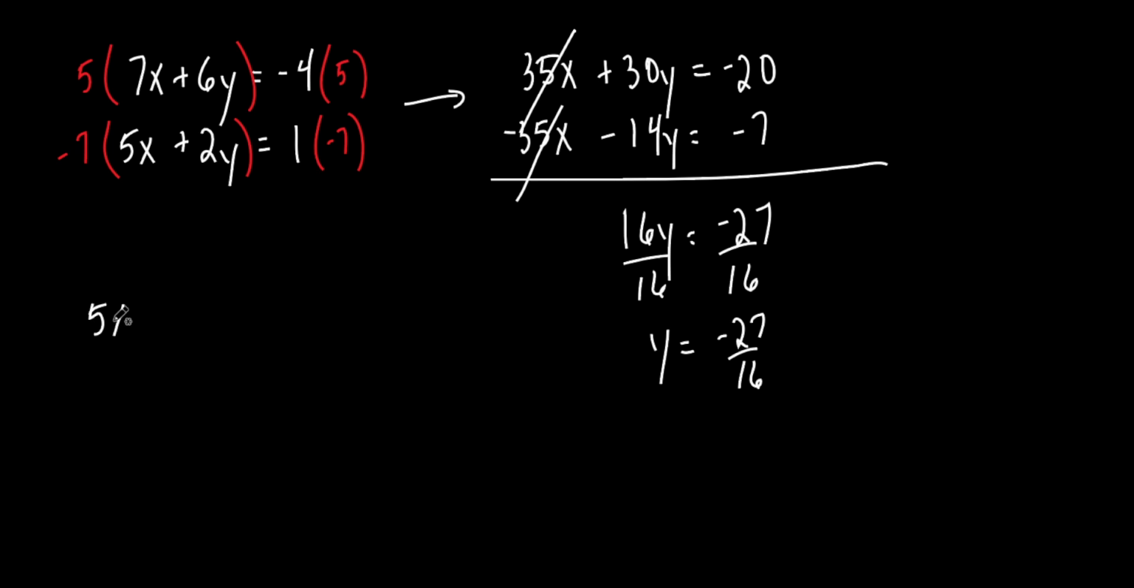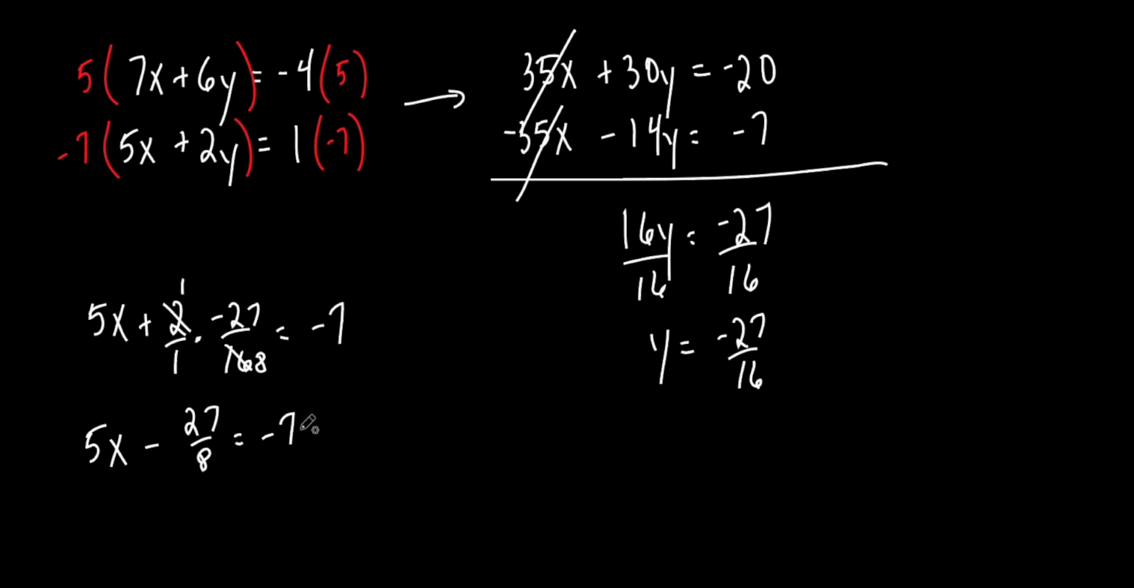So I've got 5x plus 2y. So it's 2 over 1 times y, which is negative 27 over 16, equals negative 7. All right, drop down the 5x. Something happens here that didn't happen in the other one. The 2 goes into 16, what? 8 times. You see that? So what is this going to be? Minus 27 over 8. And that equals negative 7.